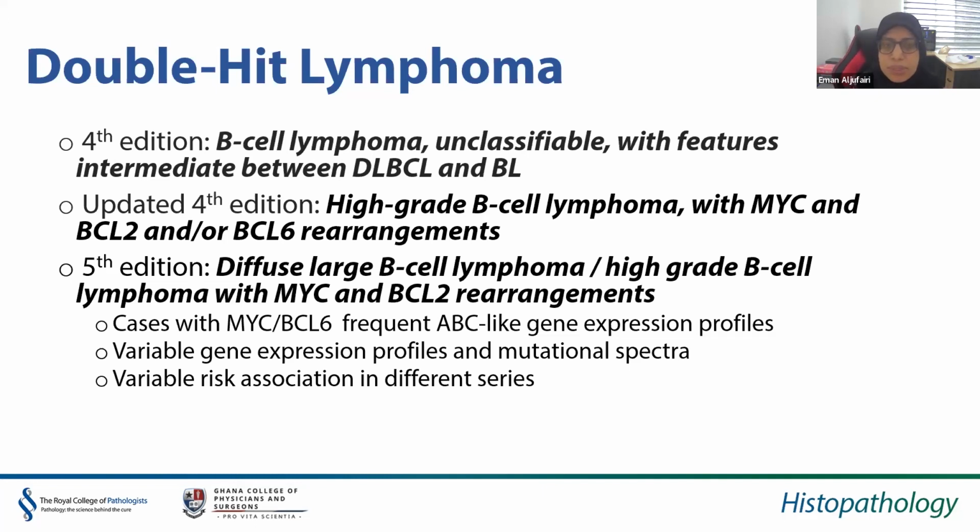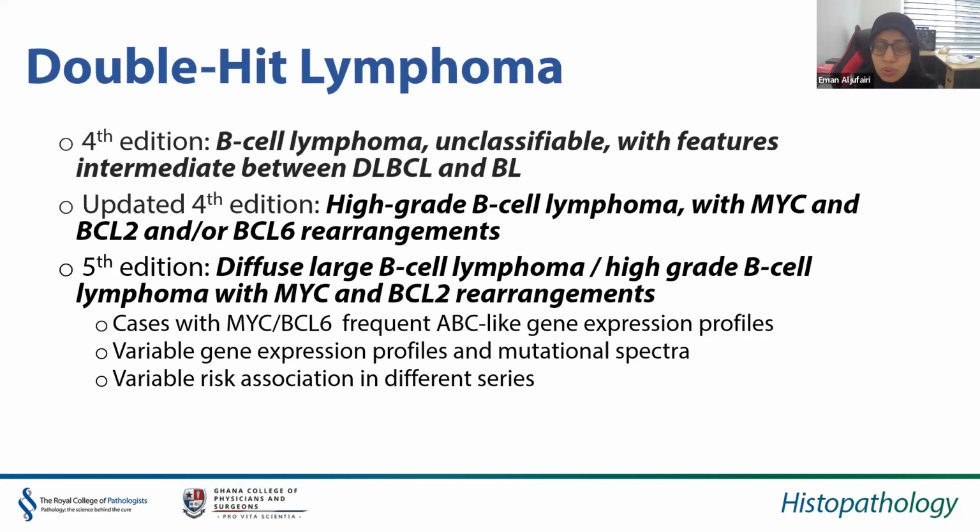As we came to the updated 4th edition, because we started to do more molecular and genetics on the DLBCL cases, we realized that many of these unclassifiable cases had double hit mutation involving MYC with BCL2 or BCL6, and some cases would have rearrangement of the 3 genes.